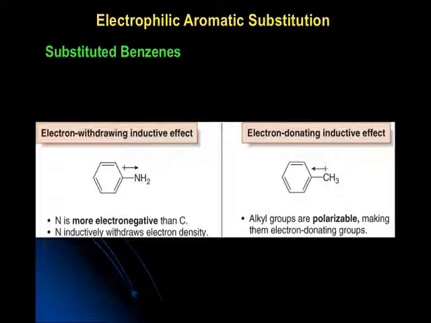Now, an alkyl group, okay, does the carbon on that methyl group have a lone pair to donate into the benzene ring? It does not. Is it electronegative? Is it pulling electrons away from the benzene ring? No, carbon and carbon have the same electronegativity, right? Yet this is an electron donating group by induction. Why?